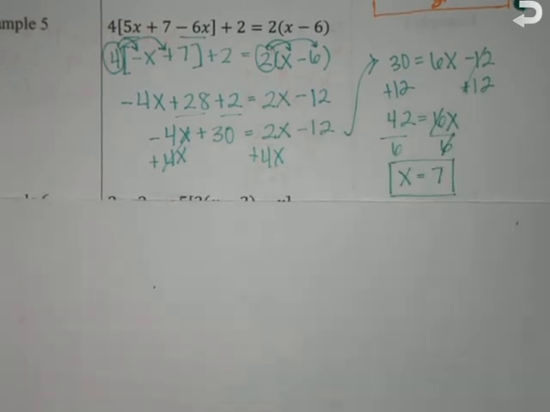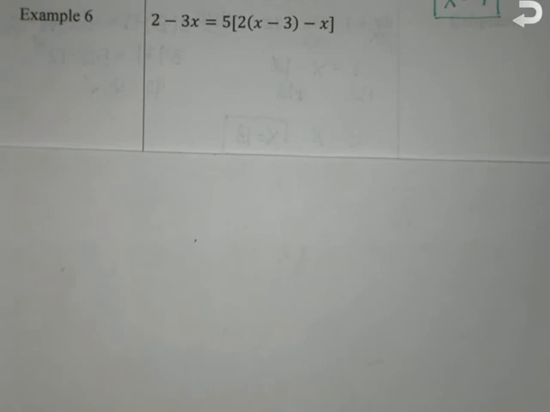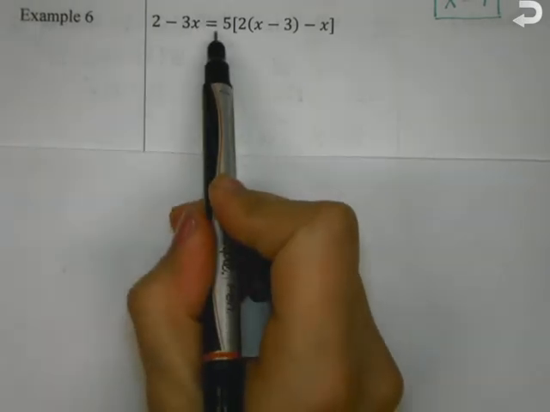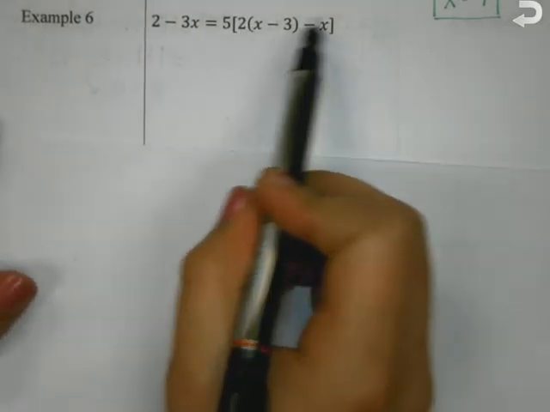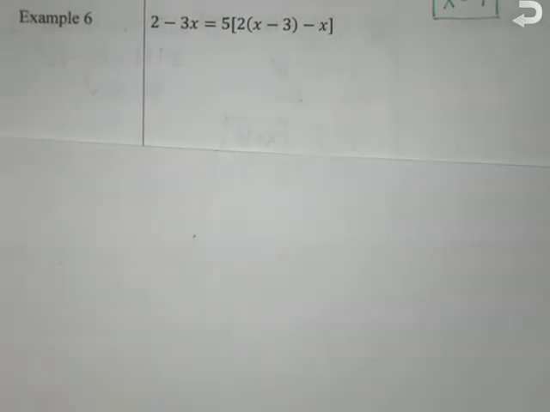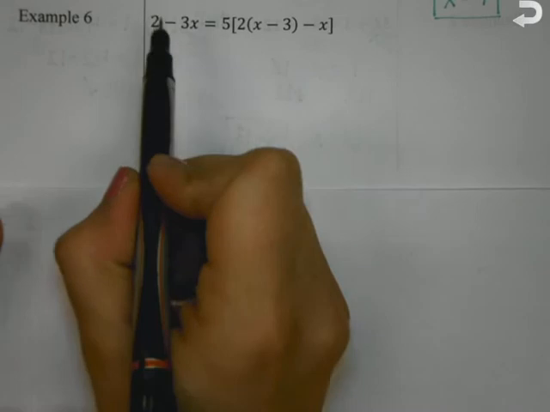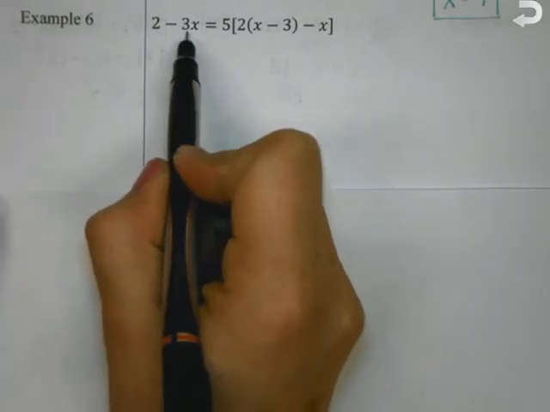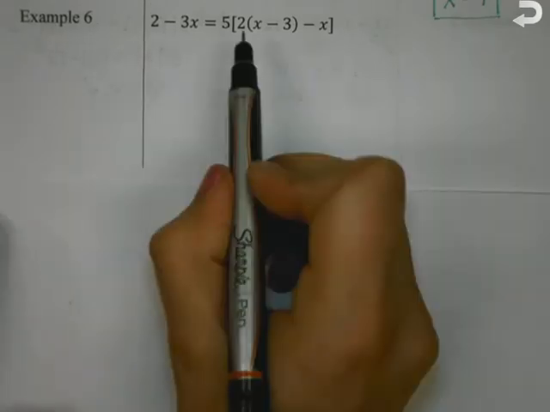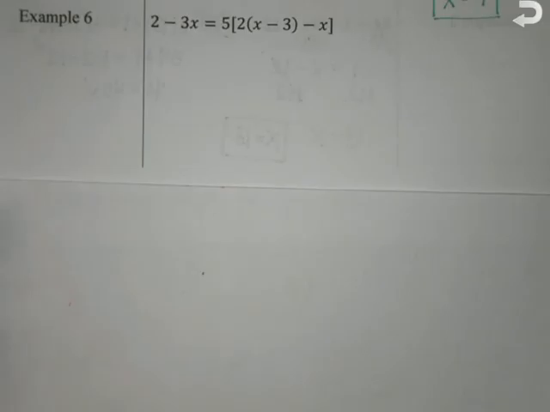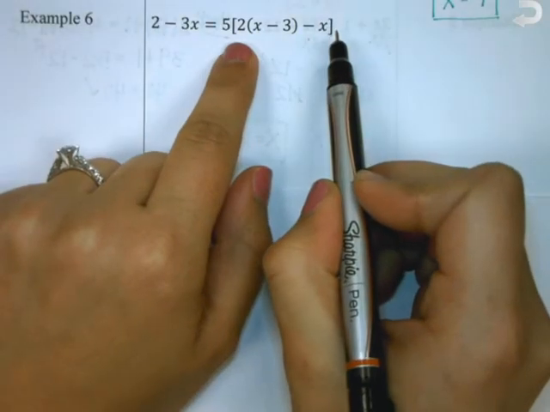Example 6. 2 minus 3x equals 5 bracket 2 times x minus 3 minus x, end bracket. Write it down. All right. Left-hand side, I don't see combined like terms or distributive properties. So I'm going to look at the right-hand side. What does order of operations tell me I have to do first? The parentheses. So we have to work inside the brackets first. Do you guys see distributive property inside the bracket? Yes. So distribute that 2 and everything else gets rewritten.